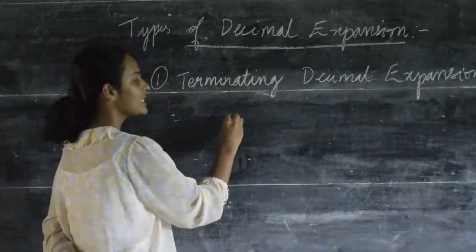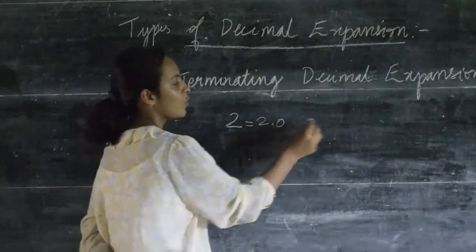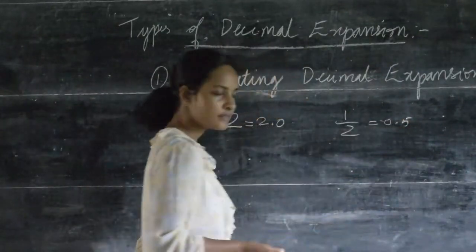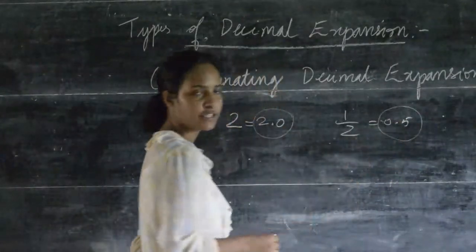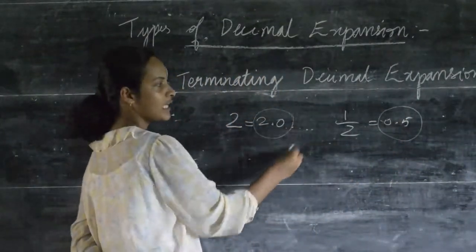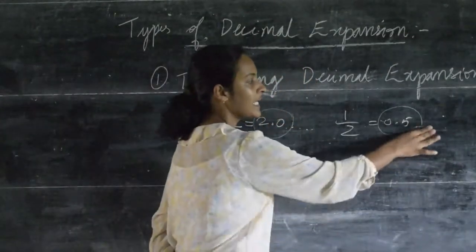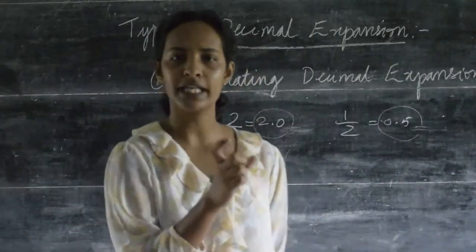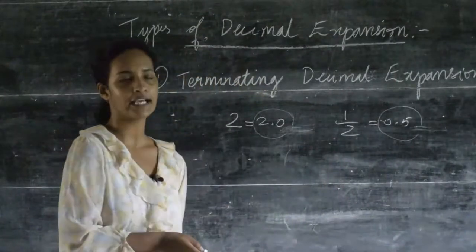The previous example that we saw, 2 is equal to 2.0, right? And 1 by 2 is equal to 0.5. Can you see that the decimals are stopping after a particular time? There are no continuous other numbers, right? So that means it is terminating after some numbers. So this is called terminating decimal expansion, okay?